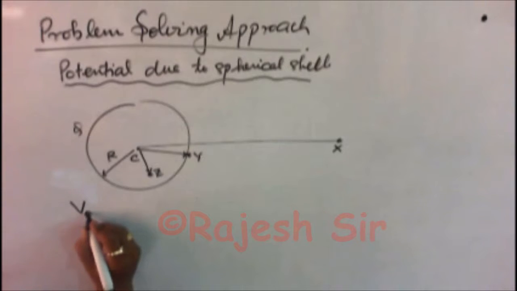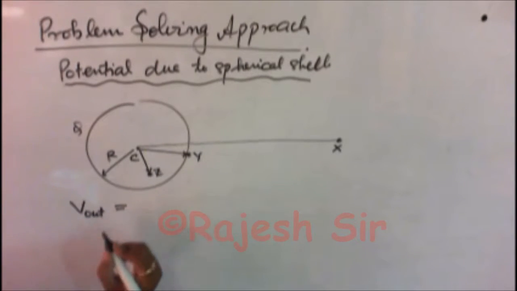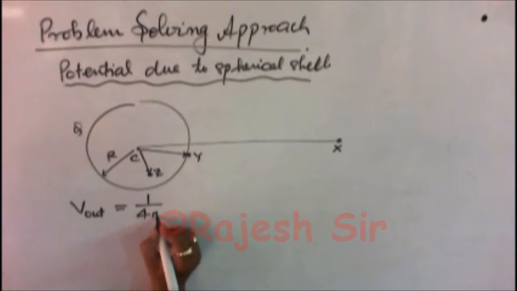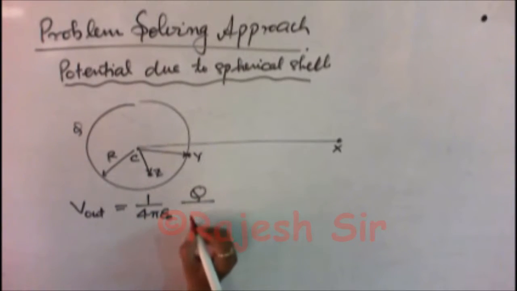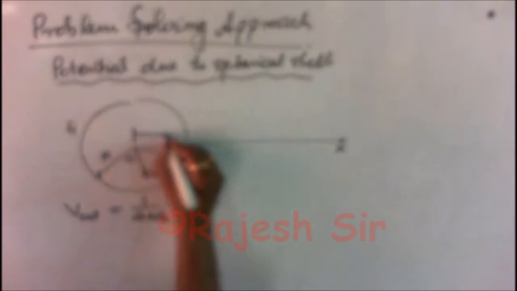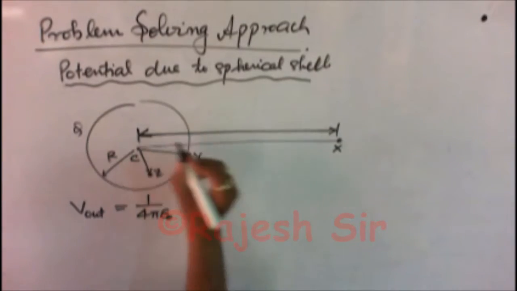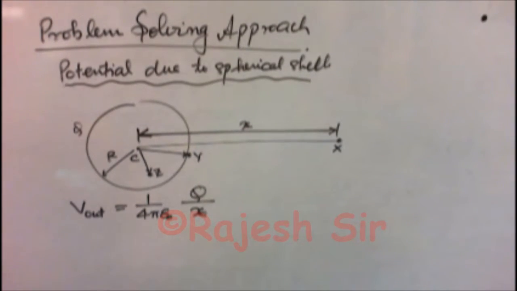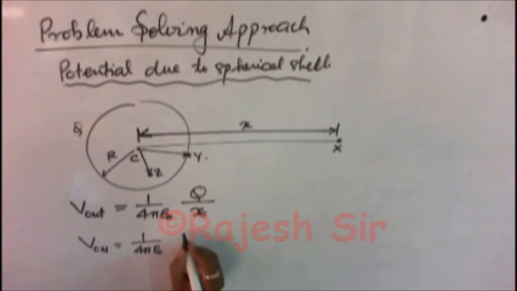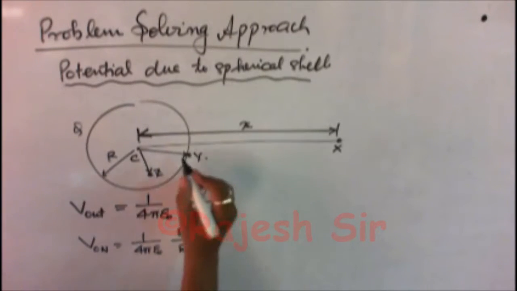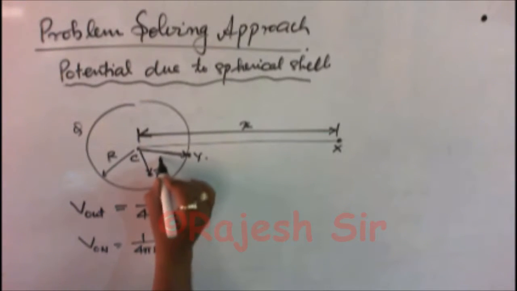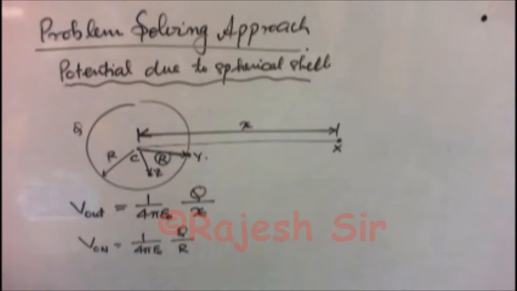So if the point happens to be situated outside the shell, the potential is given by the formula 1/4 pi epsilon naught Q by X, where X happens to be the distance from the center of the shell to that position. Now if the point happens to be lying on the shell, the potential at a point on the shell will be equal to 1/4 pi epsilon naught Q by R, as this distance will be equal to the radius of the spherical shell.